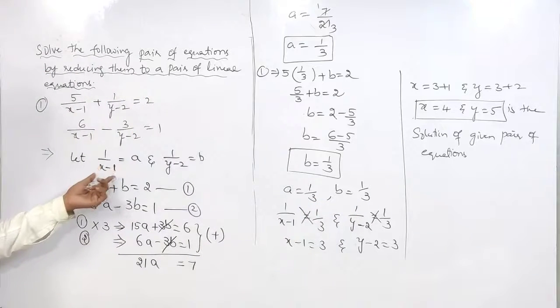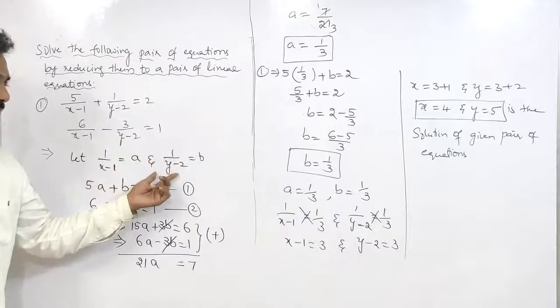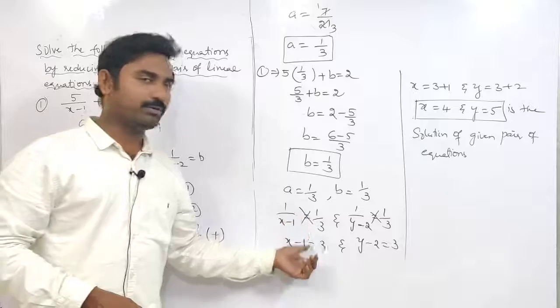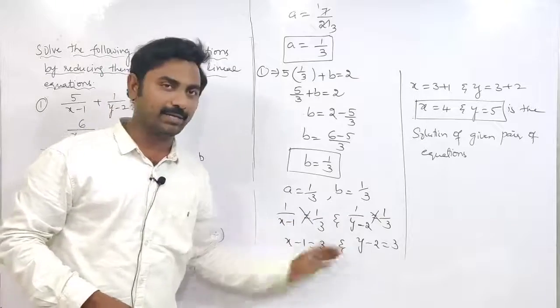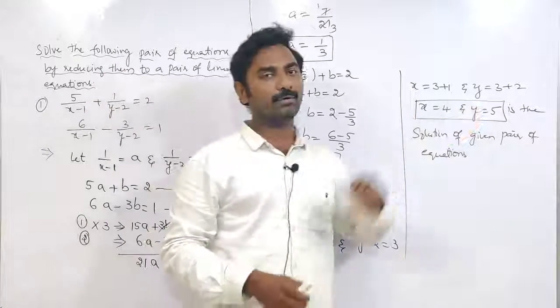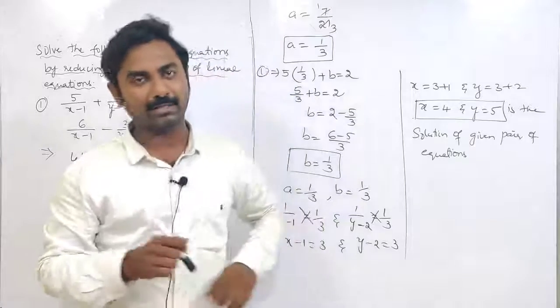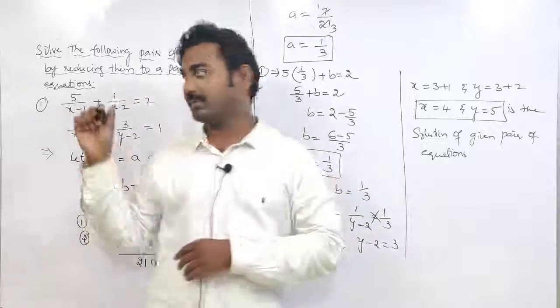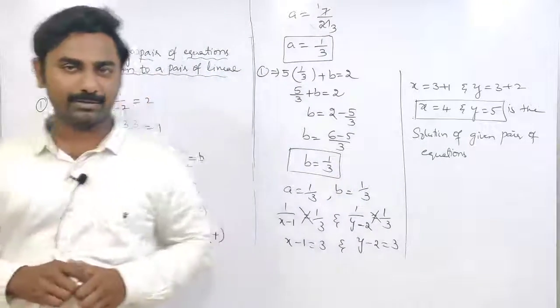But what is a here? 1 by x minus 1. b is 1 by y minus 2. If I do cross multiplication and find the value of x and y, x is equal to 4 and y is equal to 5 is the final answer, which is the solution of the given pair of equations.